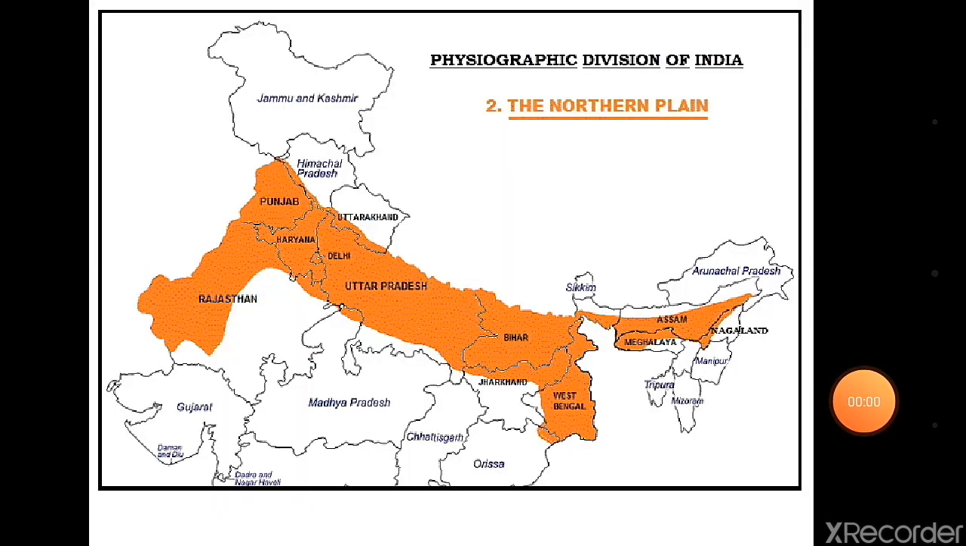The spread of the northern plain, in which states it is shown in this map: some part of Rajasthan, Punjab, Haryana, Delhi, Uttar Pradesh, Bihar, West Bengal, Assam, and Meghalaya. In these states, this northern plain is spread.